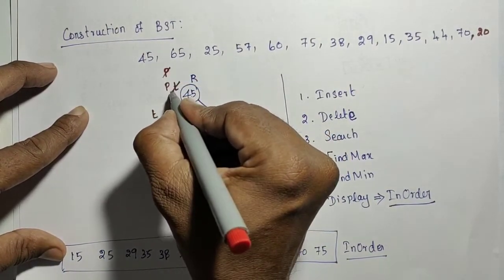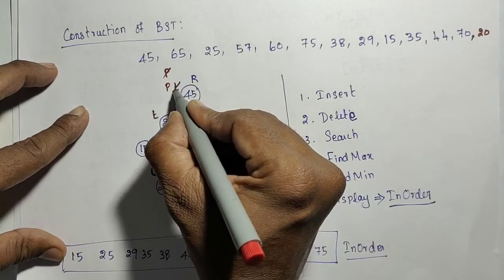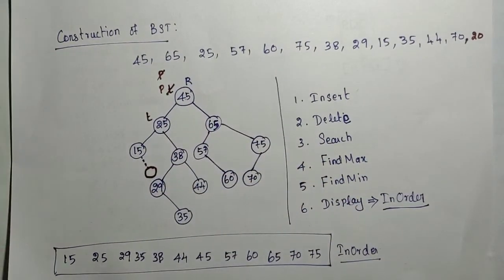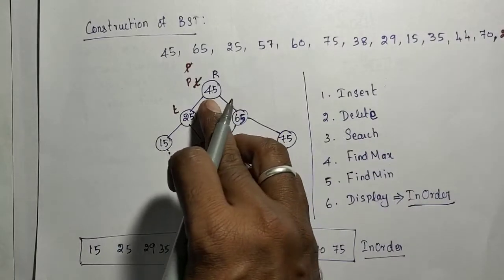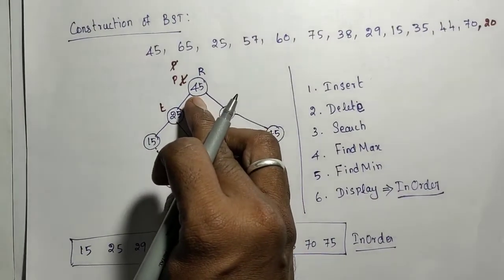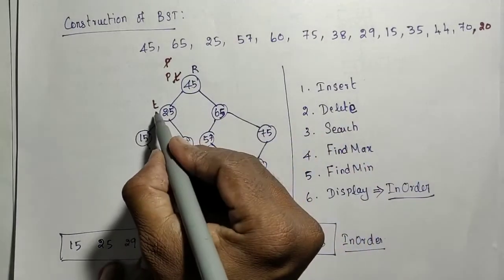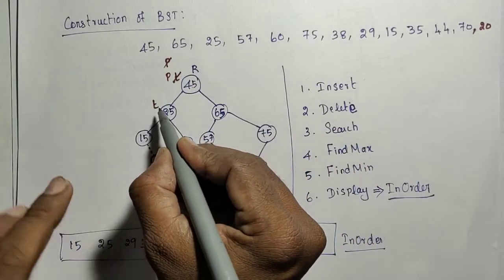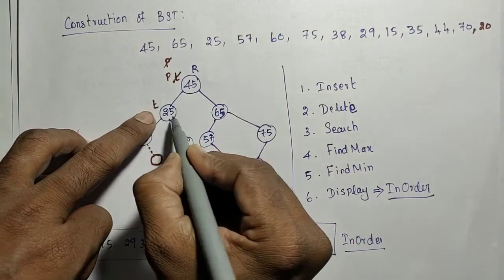The p will be moved to what? The current t. Then t will be moved to the left side. It means that the t parent is now what? The 45. Like that we have to update. So the next iteration, still I have to what? Compare. T is what? 25.